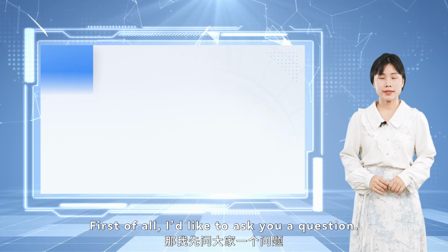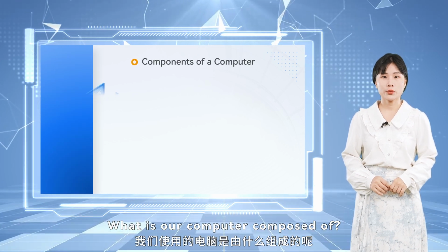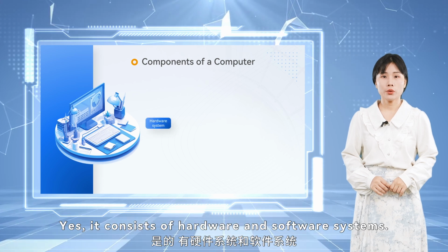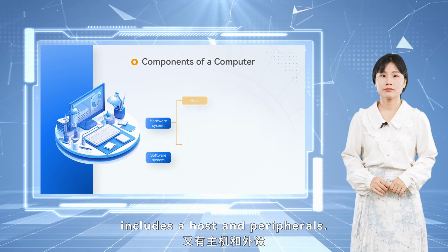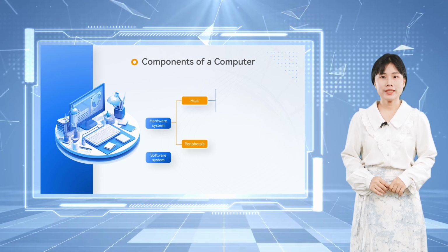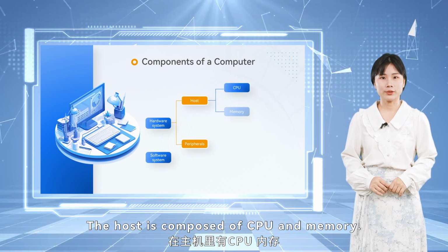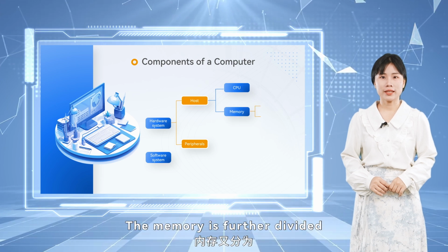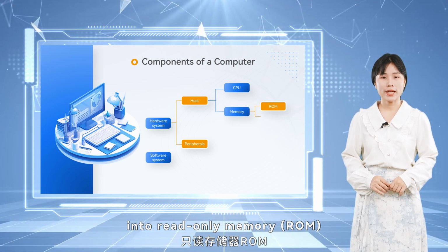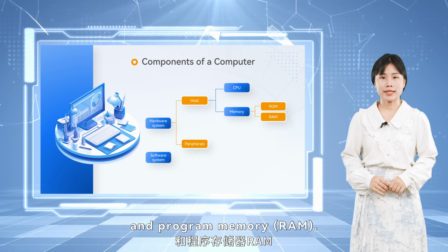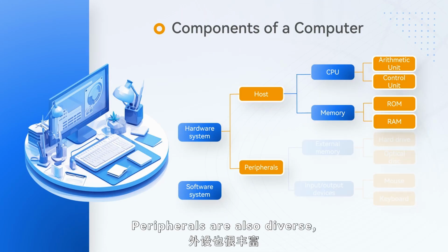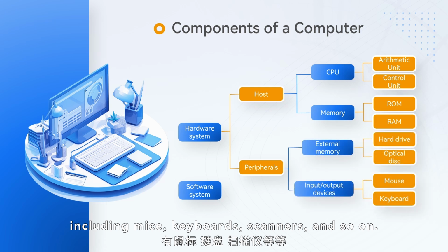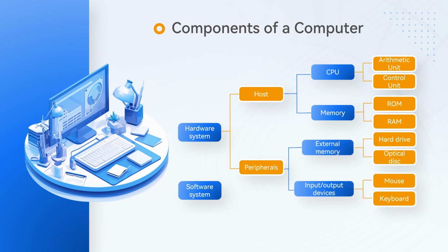First of all, I'd like to ask you a question. What is our computer composed of? Yes, it consists of hardware and software systems. The hardware system includes a host and peripherals. The host is composed of CPU and memory. The memory is further divided into read-only memory, ROM, and program memory, RAM. Peripherals are also diverse, including mice, keyboards, scanners, and so on.